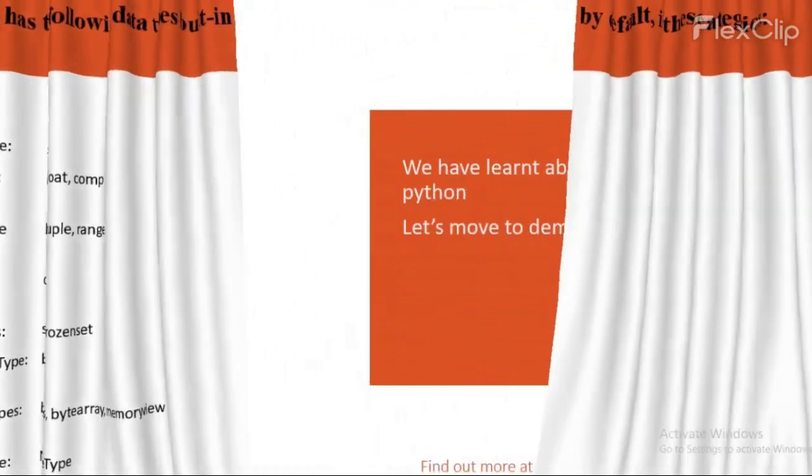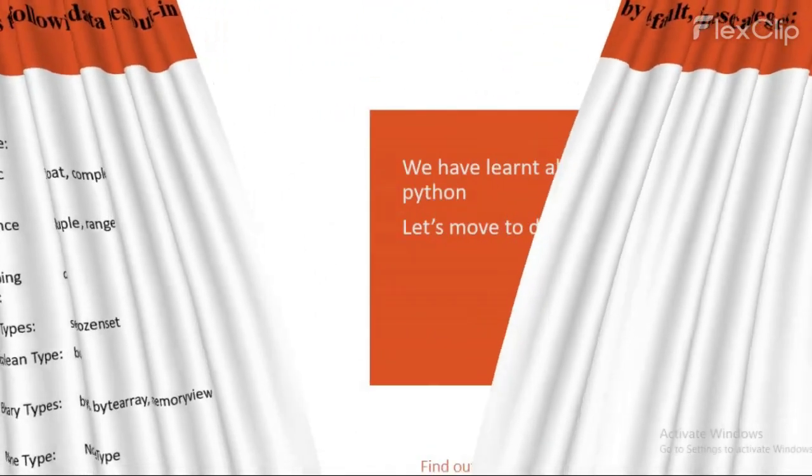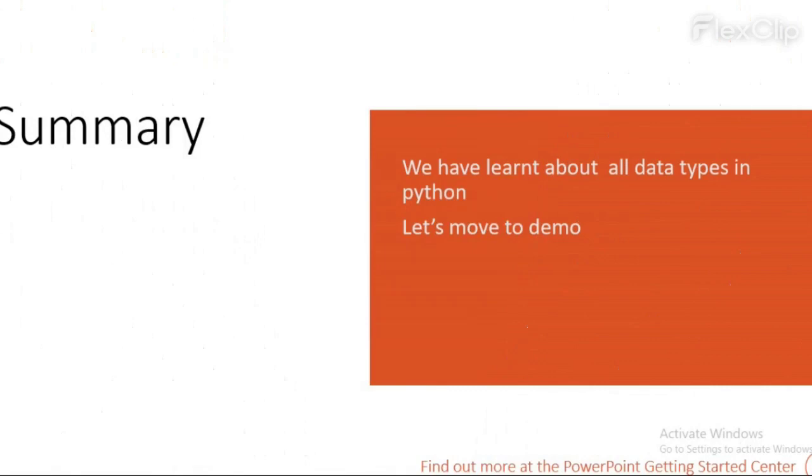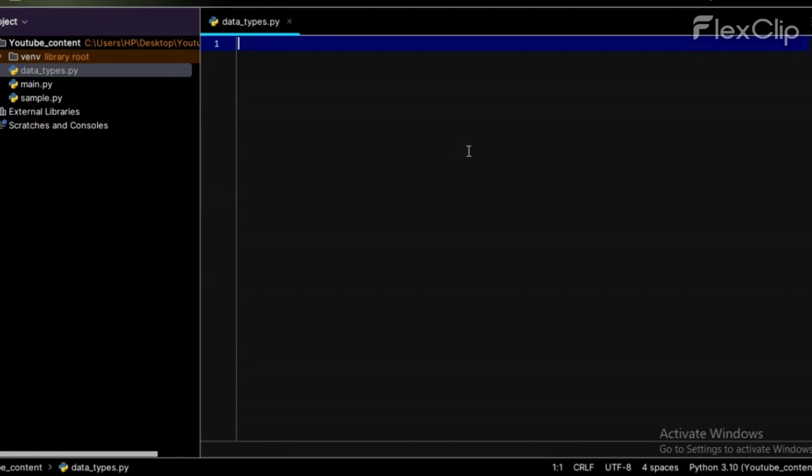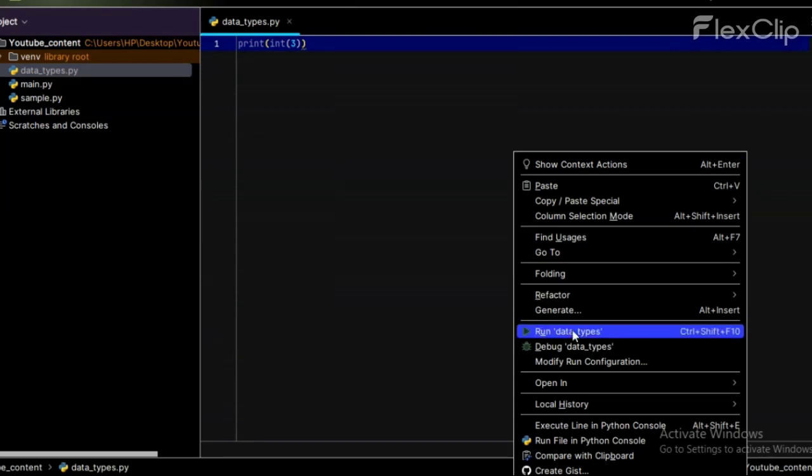This is the final summary. We have learned about all data types in Python. Let's move to the demo. I'll go to PyCharm and see a practical demo. I want to print the int data type here. Print int of 3. Let's run it and see what it prints.